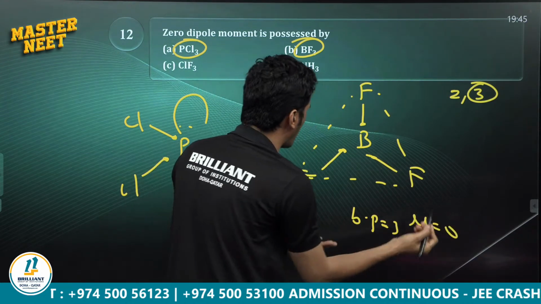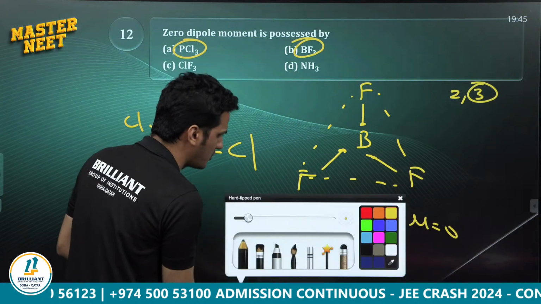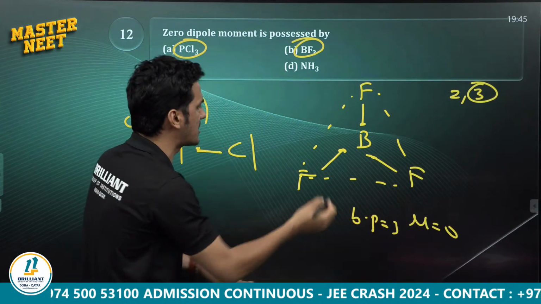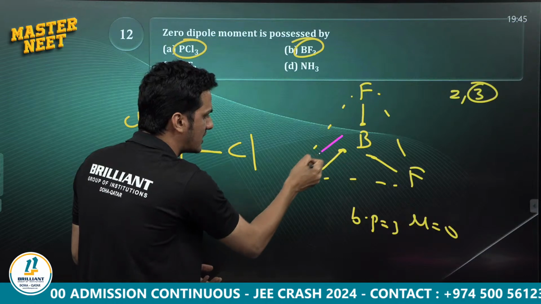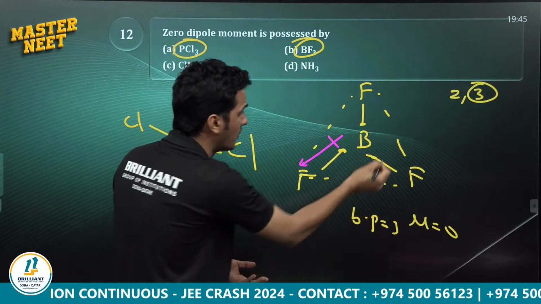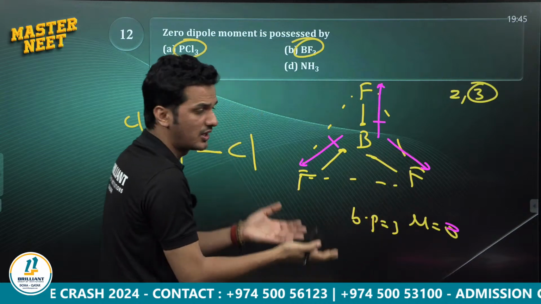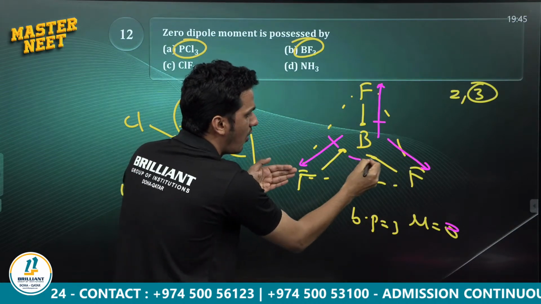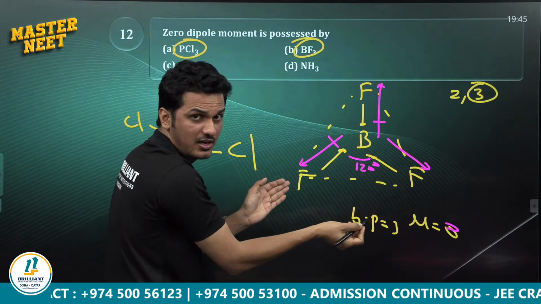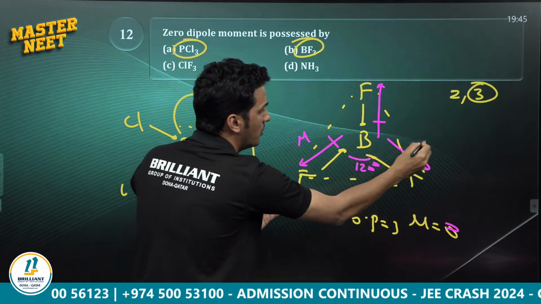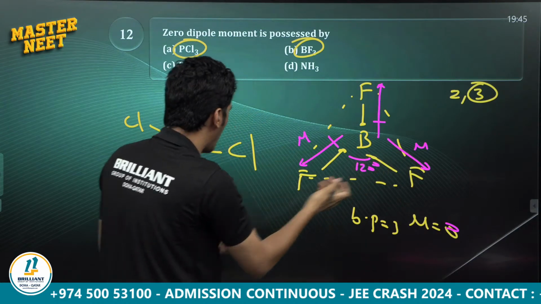How will it become 0? If you want, I will explain like this. Fluorine is more electronegative, so it will take the electron towards it. This fluorine takes the electron towards it, and this fluorine as well. So this is one vector, this is one vector. All vectors are at a 120-degree angle. So this is mu. Its resultant, how will we find out?